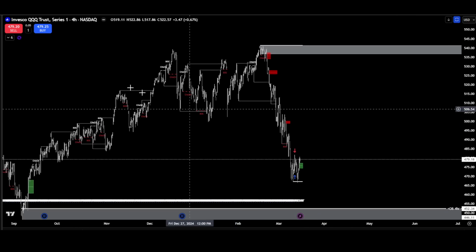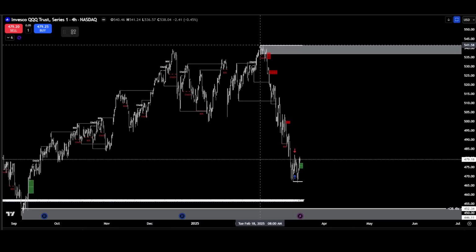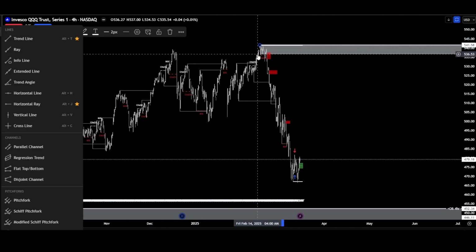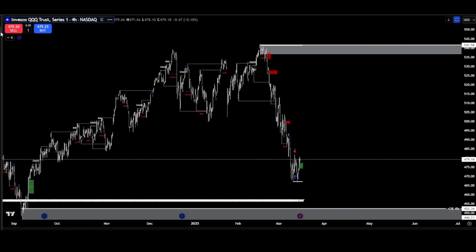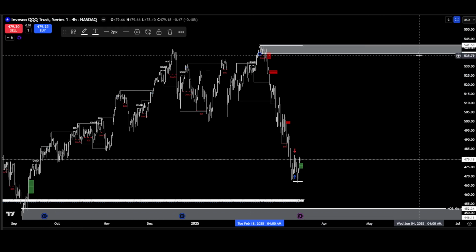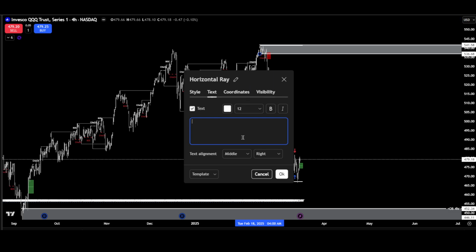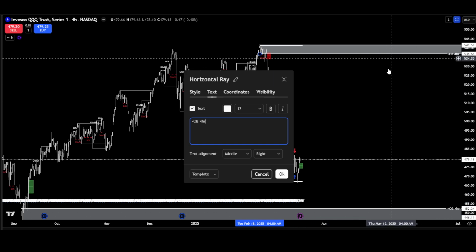So it's on there. Next thing I'm going to do is jump over and do the same thing with this high time frame resistance level. That's our order block on the buy side. I'm going to do the same exact thing: open up the settings on it and put minus OB 4 hour. So now I know we've got 4 hour support and resistance within that range.